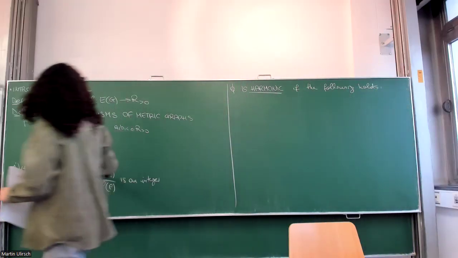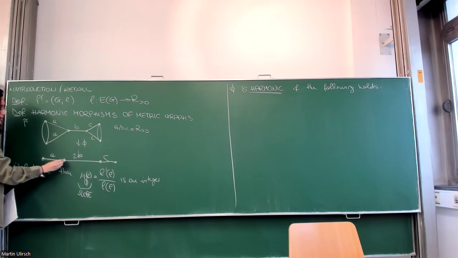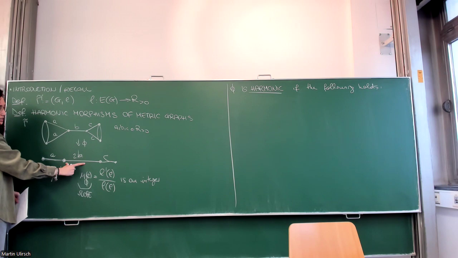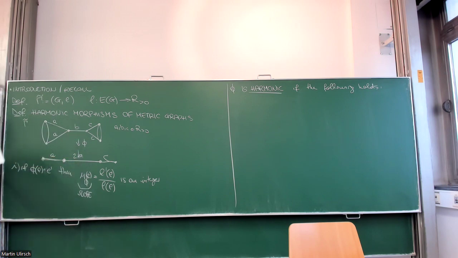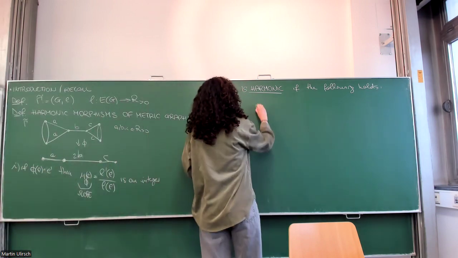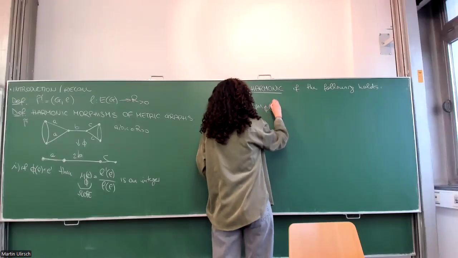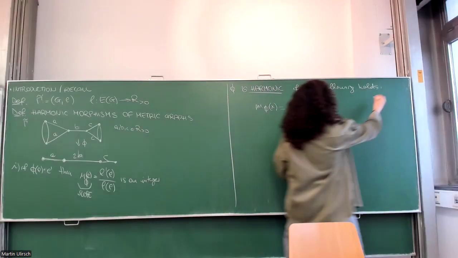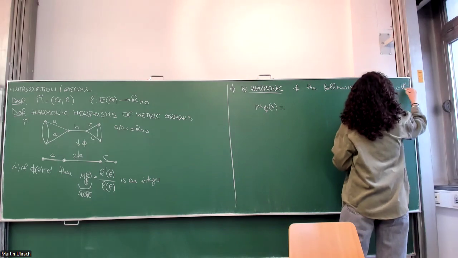So basically, we need to check at every point, for each direction, that we have the same number of preimages. For instance, here we have 2 preimages, but with the same length. On this side, we have 1 preimage, but of multiplicity 2. So in each direction, this number that I'm writing here is 2 for each vertex in G.